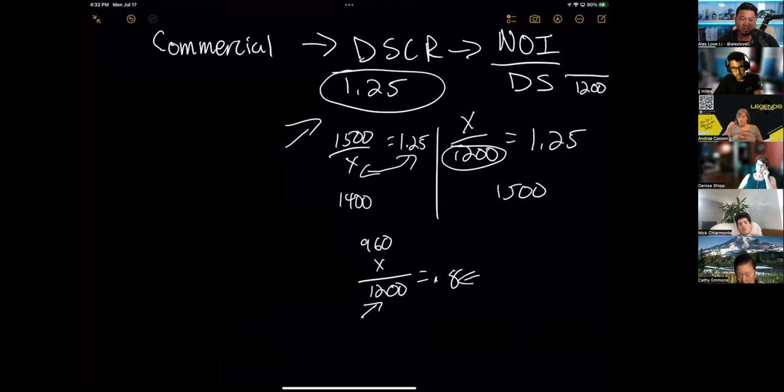Ooh, are you sure about that? You answered that a little quick. Zoom user, you might have answered that question a little bit too quick. It's 960 divided by 1.25. The answer is 768. Wow, JJ, you are a whiz.